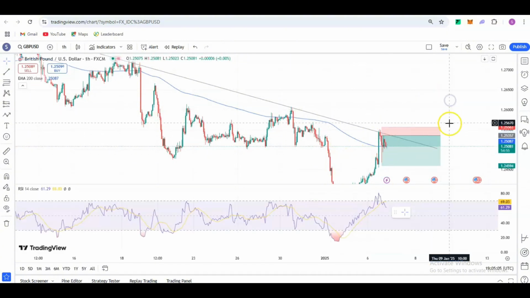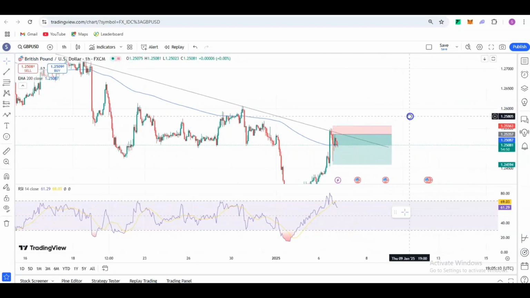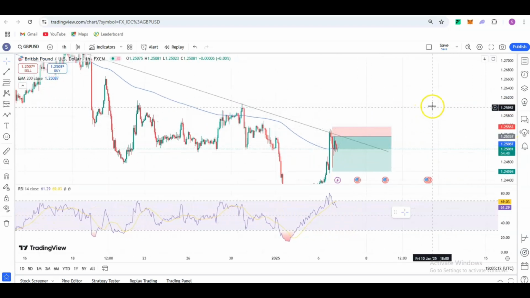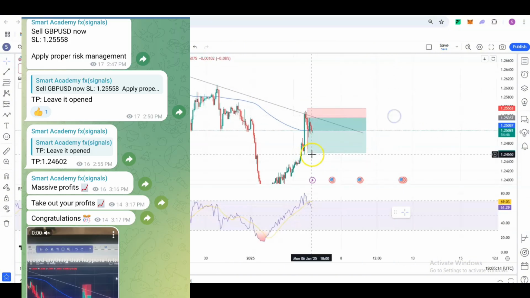I'm going to also show you. Yes, you can see this, the call of the group. You can see everything on the screen right now. So that is it. Our target was here.